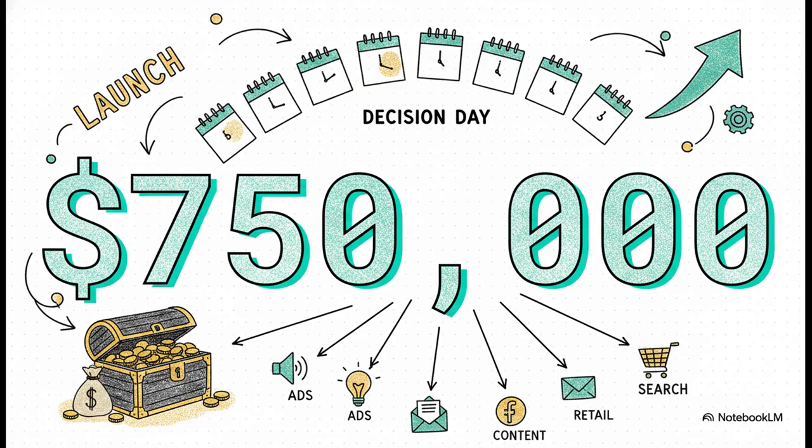$750,000. Just let that number sink in for a second. That is the massive launch budget your students are suddenly in charge of managing. They've got to figure out how to strategically allocate this giant war chest across 6 different marketing channels over 12 distinct decision days. Talk about jumping right into the deep end. It immediately raises the stakes and, trust me, it grabs their full attention right from the jump.